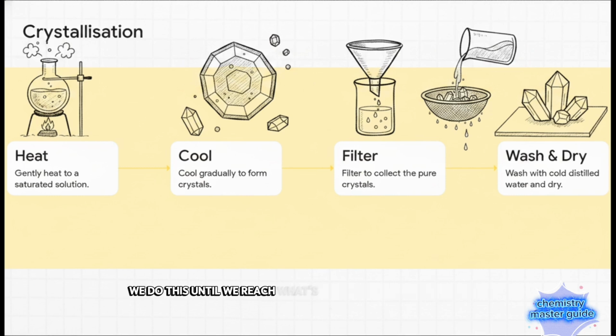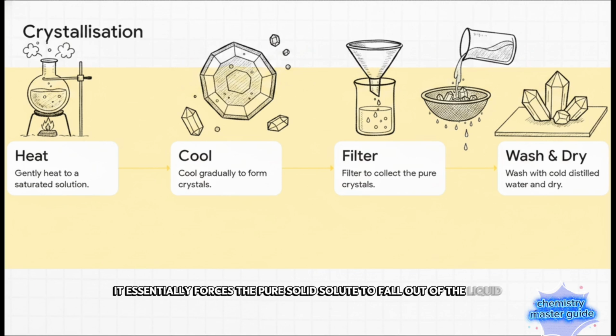We do this until we reach what's called a saturated solution, meaning the liquid literally cannot hold any more dissolved solid at that temperature. Step 2 is where the magic trick happens. We stop heating and we just let it sit and cool gradually. You see, for most substances, solubility decreases as the temperature drops. So, as the liquid cools down, it essentially forces the pure solid solute to fall out of the liquid, forming these beautiful, pure geometric crystals.